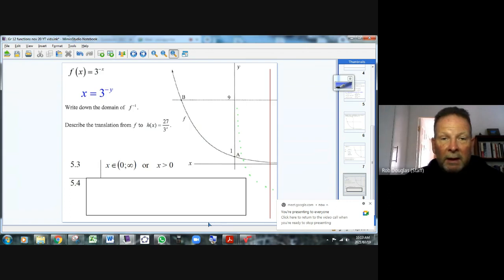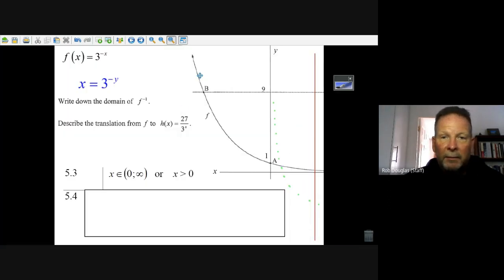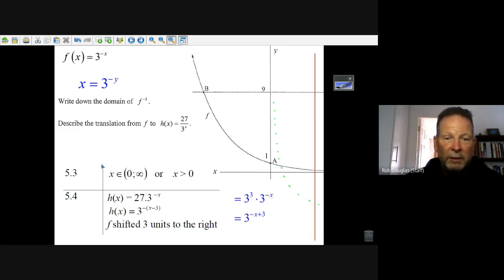Okay, the next question gets a little bit trickier. You've got this exponential function, and it asks you to describe the translation to this new function, h of x equals 27 divided by 3 to the x. Well, what they've done is they've put this in a new form. So watch this. This is what you do.